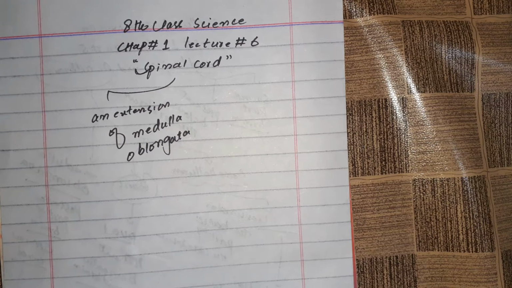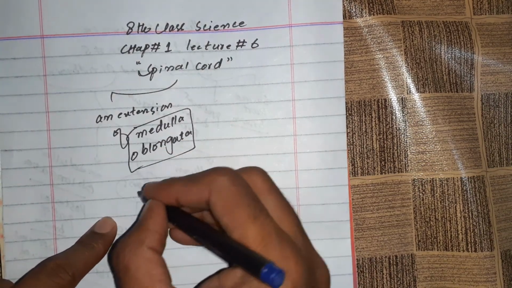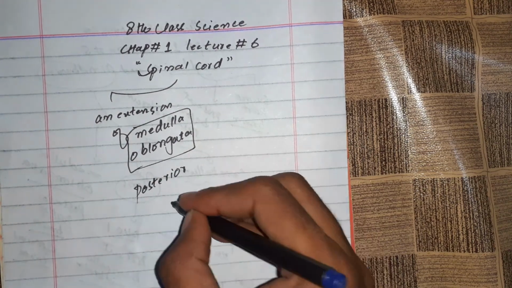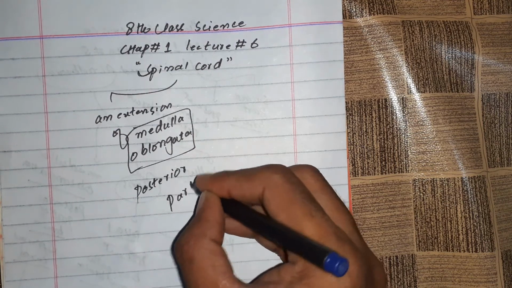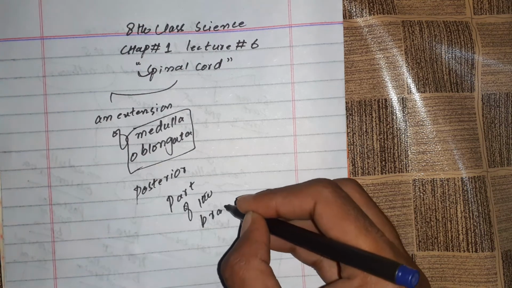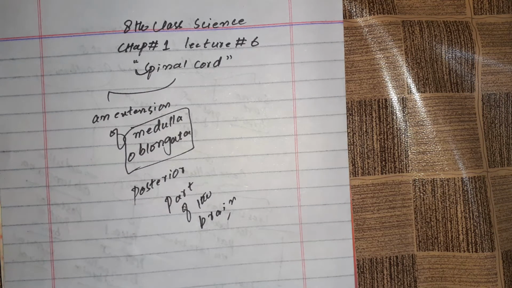The medulla oblongata is the part of the hindbrain. It forms the posterior part of the brain, where it is connected with the spinal cord. It is actually the posterior part of the brain. Clear? Where it is connected with the spinal cord.